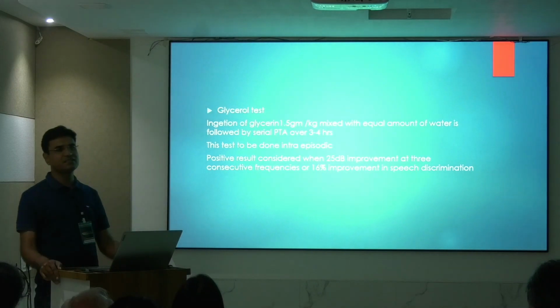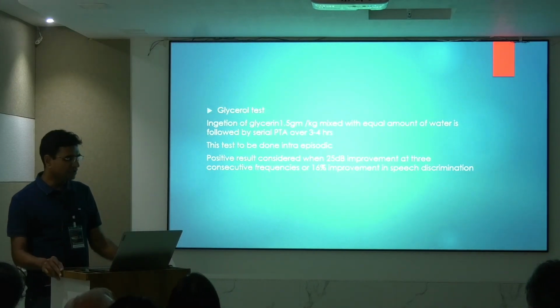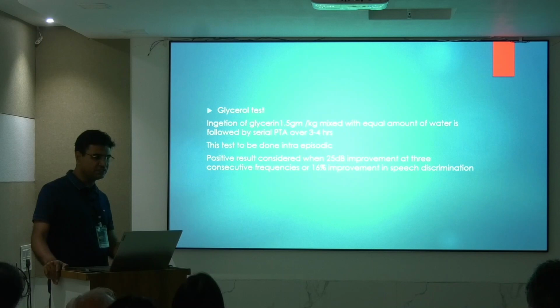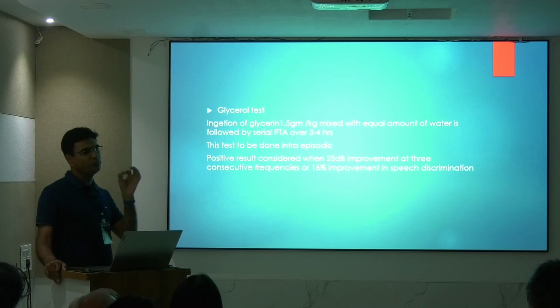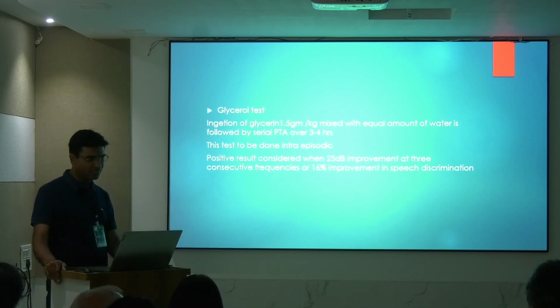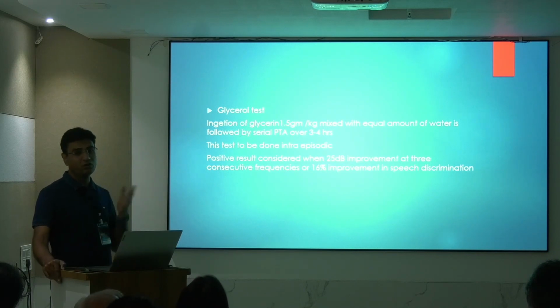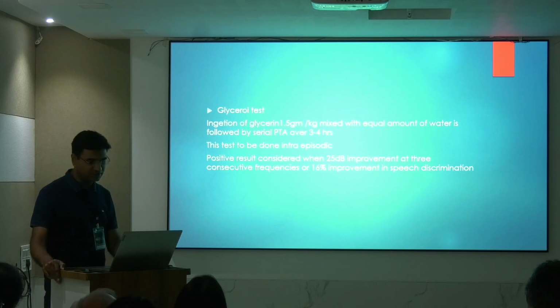Glycerol test is again the extension of the audiometry, where the patient is supposed to ingest glycerin 1.5 mg per kg. It is mixed with an equal amount of water, and over a period of 3 to 4 hours, you will get the audiogram of that patient. The test should be done intra-episodically. At the resting phase, it has no value at all. A positive test is considered when there is an improvement of 25 decibels or more on 3 consecutive frequencies, or improvement of 16% of the speech discrimination.